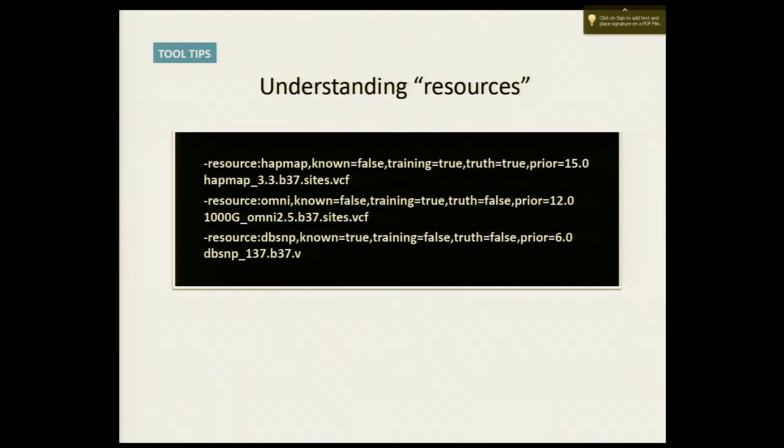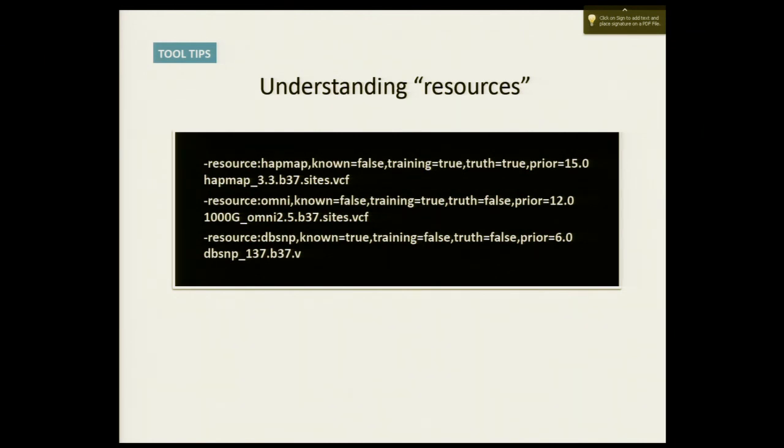Make sense? Okay, so the final one is called truth data. So you can say truth equals true or truth equals false. This is for when you're done training and you want to decide what level to cut the variant call set at. Do I want a truth sensitivity of 99%, or 99.999%? Do I want to be very specific, or very sensitive?